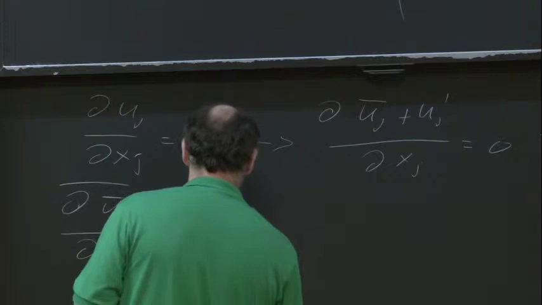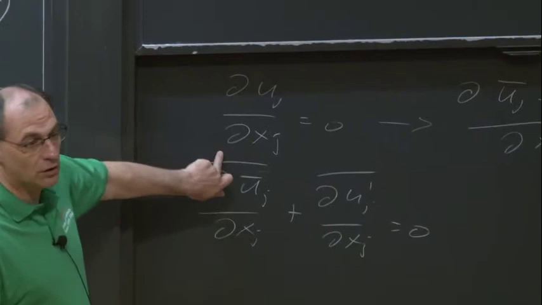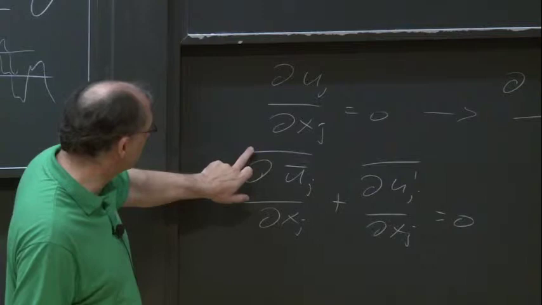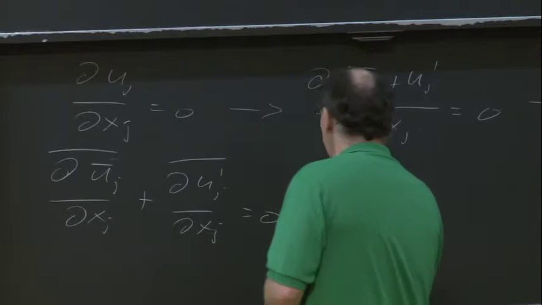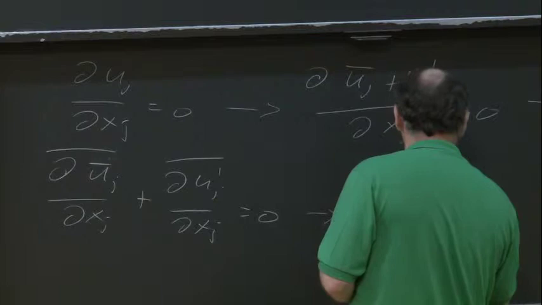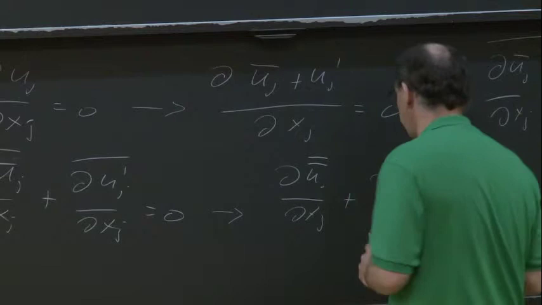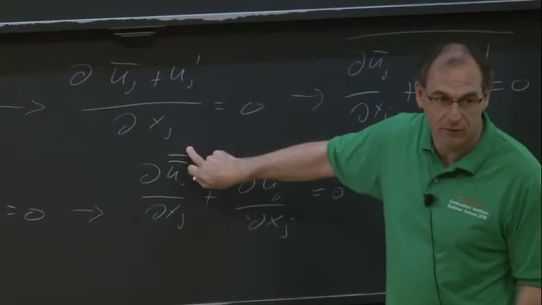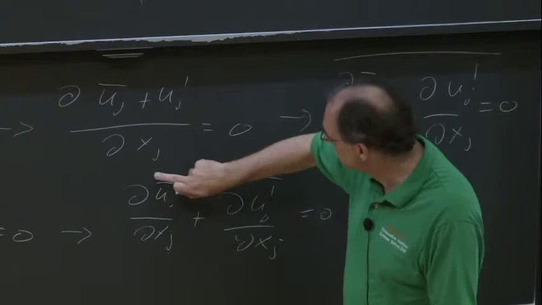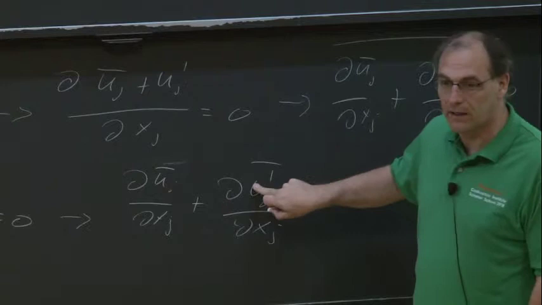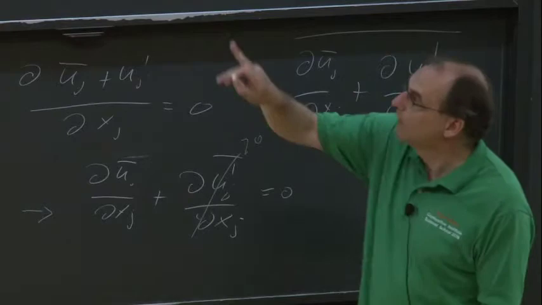Okay? And now the averaging operator, because it's just a sum of different realizations, commutes. This operator commutes with a partial derivative. So I can write this as dū_j/dx_j plus d(u_j' bar)/dx_j equals 0. And now, if you apply an averaging operator to something that is an average already, it's the same. So this goes away. And by definition, the average of a fluctuating quantity is 0. So this will be 0. Okay, so this is the equation as it's shown there.